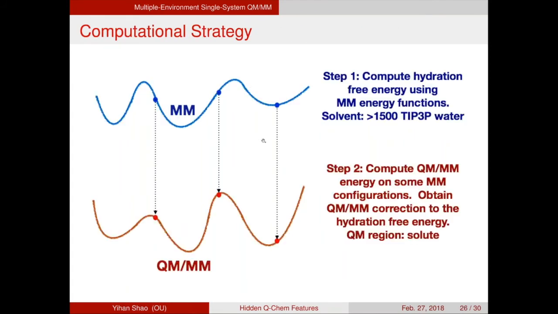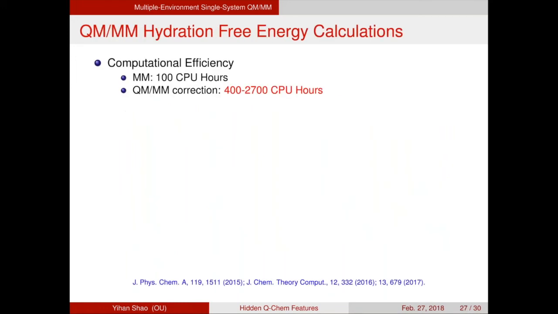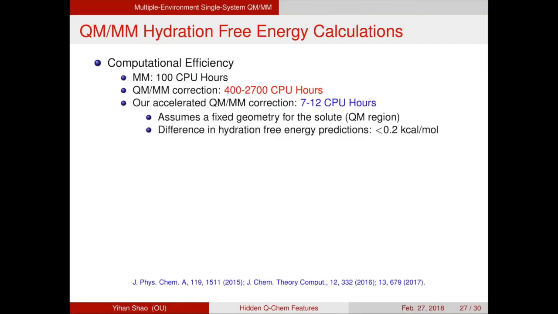I wouldn't go into details, and I would just want to say that in this two-step calculation, the MM stage is reasonably cheap. It depends upon how big your water box is, how many water molecules you have, and what water model you have, and it takes roughly 100 CPU hours. If we want to do the QM/MM correction, the most straightforward thing, like 6-31G star with a B3LYP functional, would take probably 400 to 2700 CPU hours. So the QM/MM correction part is about 4 to 27 times more expensive.